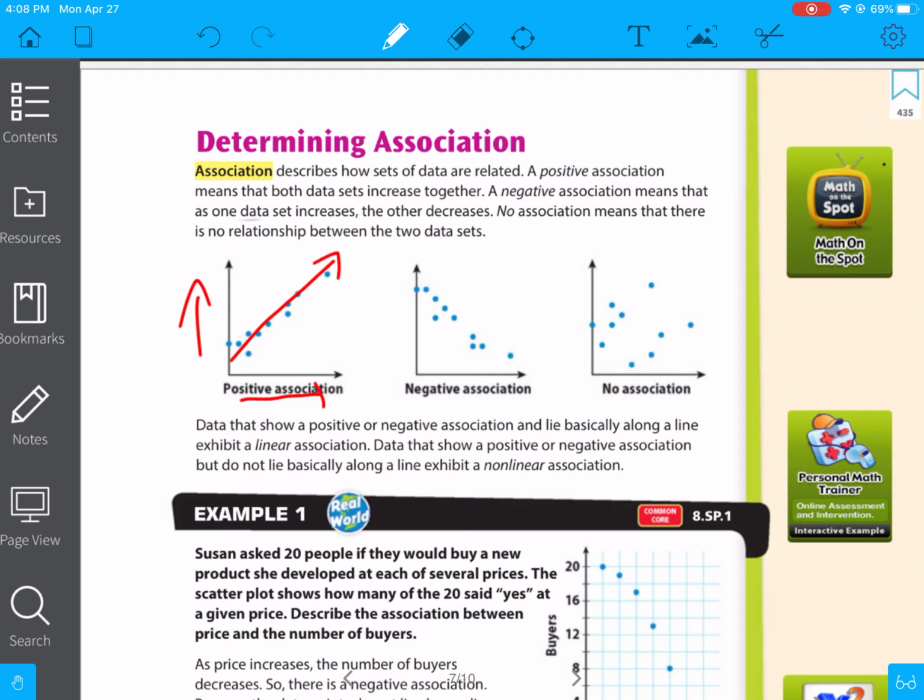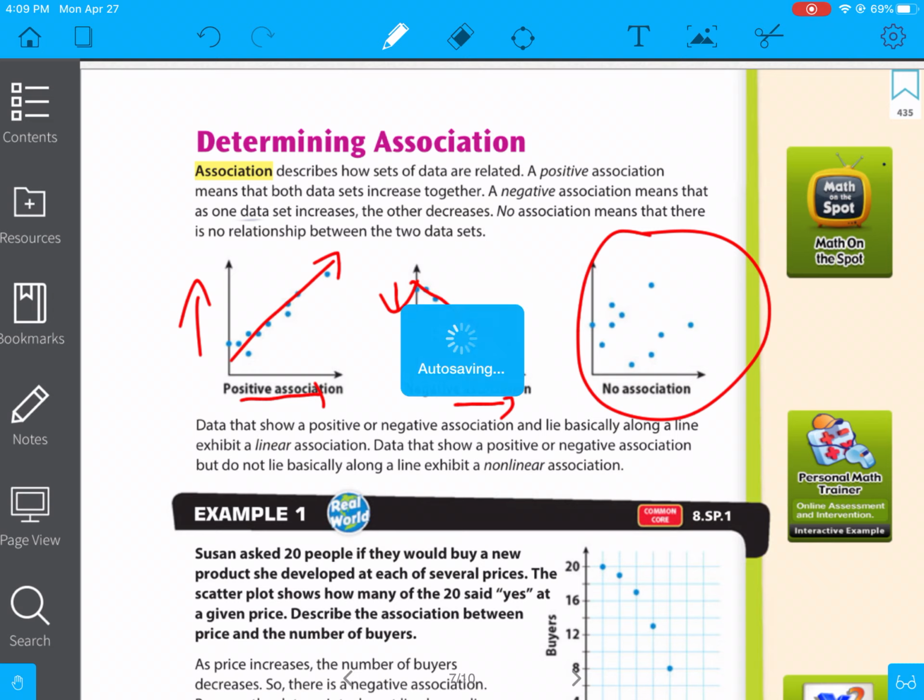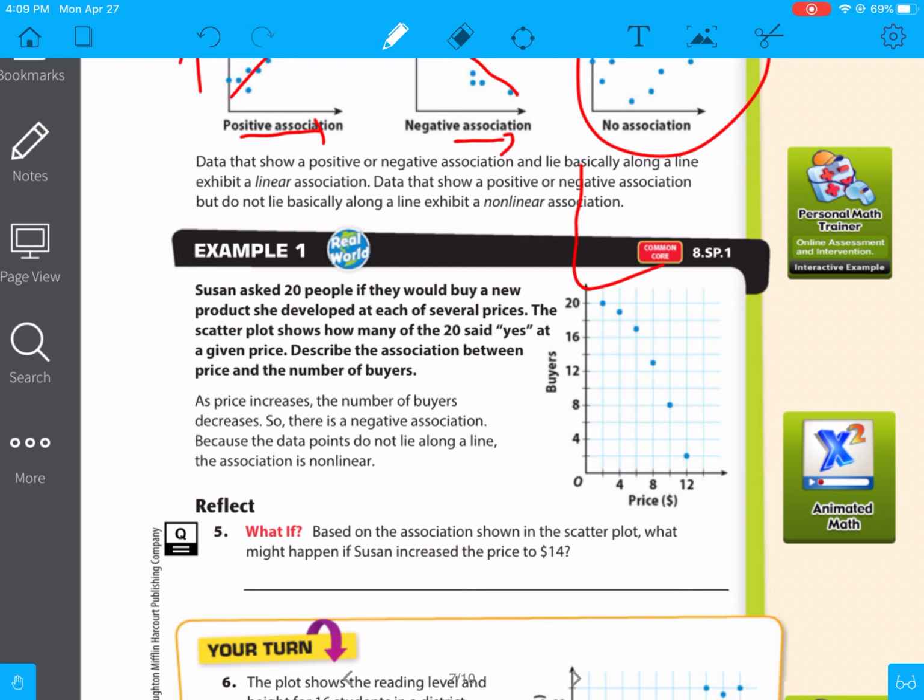Now this is a negative association. This would be like the value of a car and how many years you've owned it. The more you've owned the car, the less it's worth, unless you have a classic car or something fancy. And then no association would be like your favorite color being blue and your IQ. Just because you like blue doesn't mean you're very smart, or just because you like yellow doesn't mean you're not very smart. So those are your 3 associations.